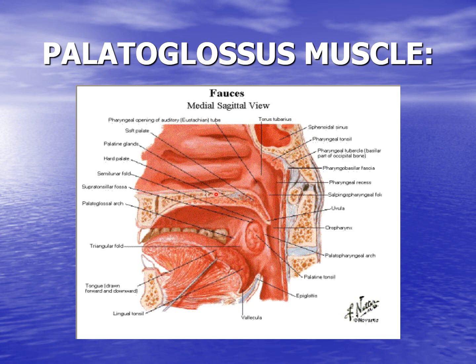If you see the hard palate, this is the soft palate, this is the tongue, this is the palatine tonsil. Look at this fold here. It comes from the palate to the tongue. This is called the palatoglossal fold or the palatoglossal arch. This fold of mucous membrane contains the palatoglossus muscle.